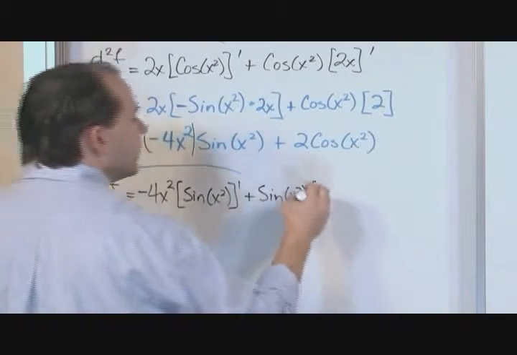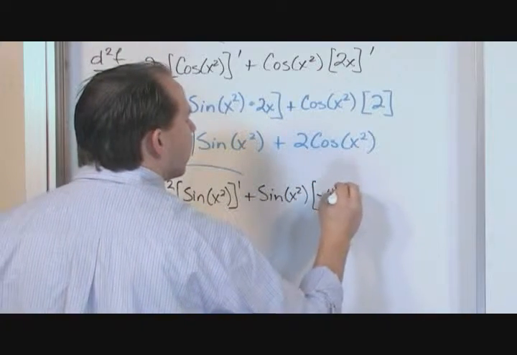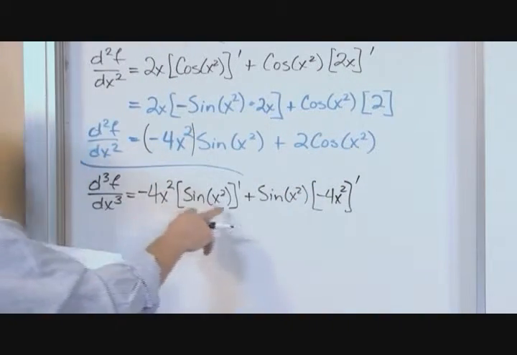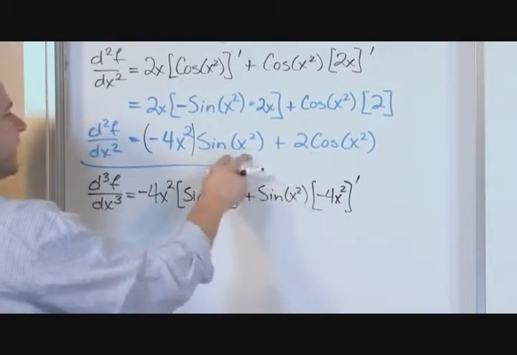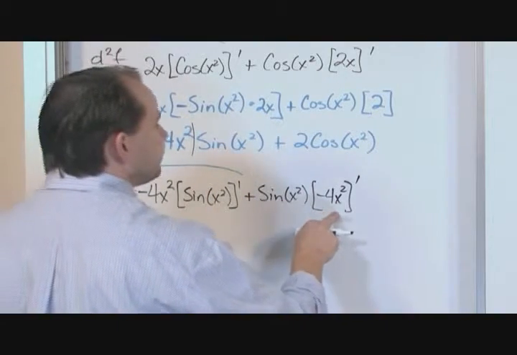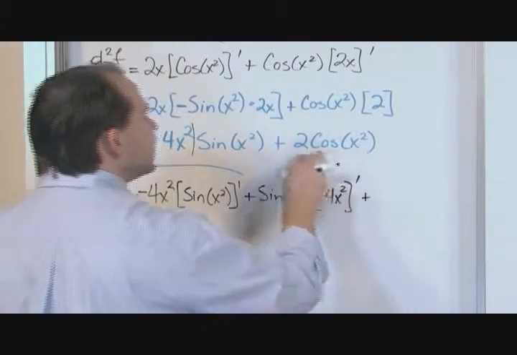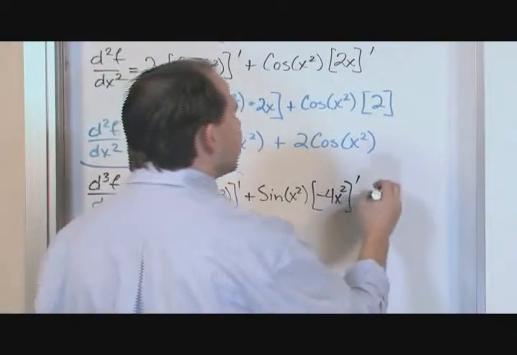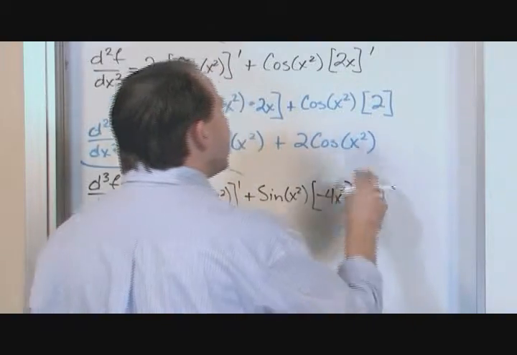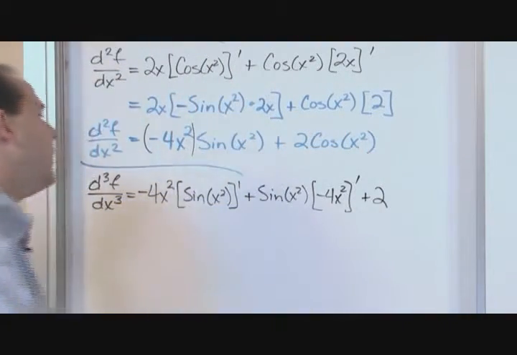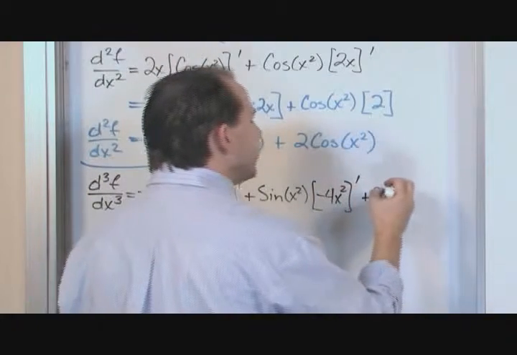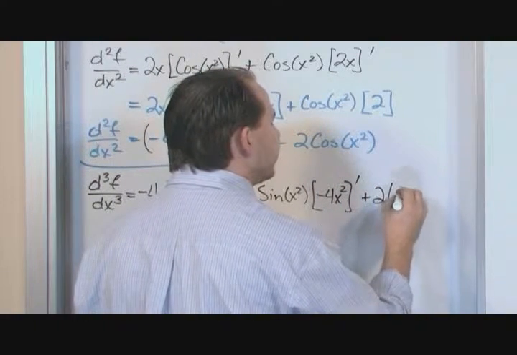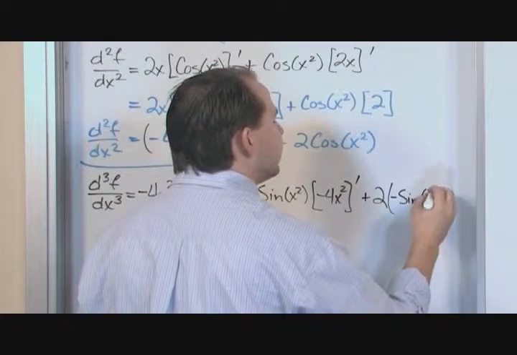Negative 4x squared. First times the derivative of the second plus the second times the derivative of the first. Now this guy is not a product rule because this is just simply a constant out in front. So the constant is going to sit here. What is the derivative of cosine x squared? Derivative of cosine is negative sine. So let's keep it in parentheses, negative sine x squared.